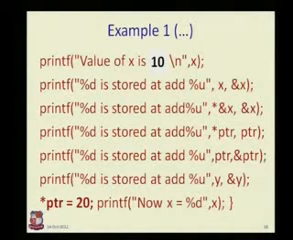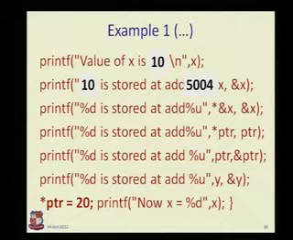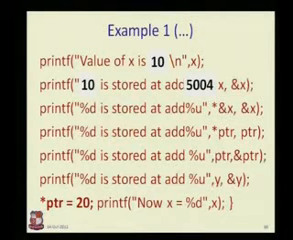So let's see whether it gives that or not. Okay, it gives 10 for the x. What for &x? Okay, it gives 5004. See, this address I have taken randomly, 5004. It could be anywhere in the memory. So whatever addresses I take, that means this value 10 is stored at this address 5004. Okay, now it is clear.